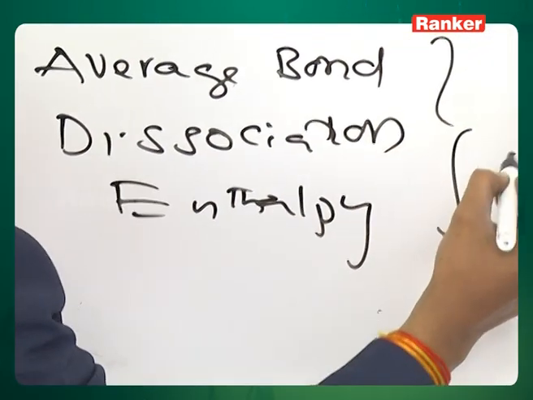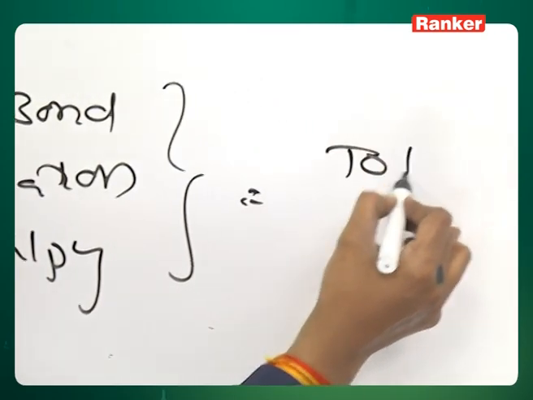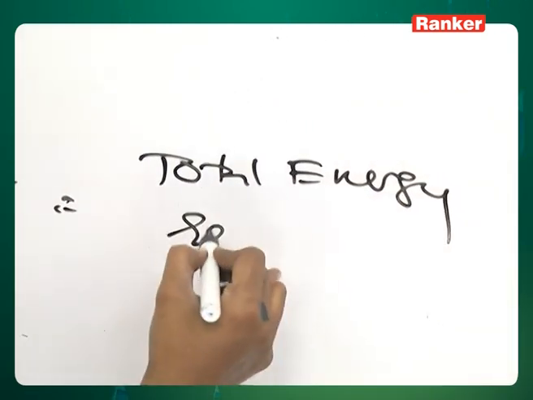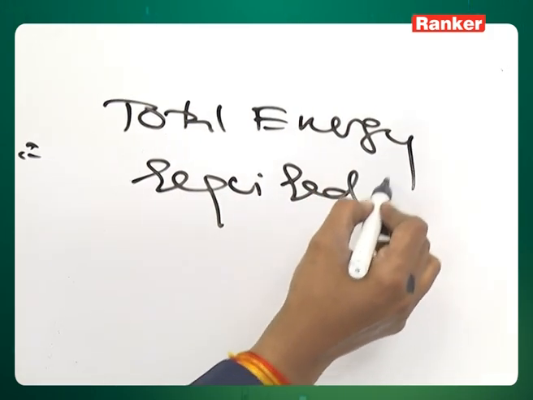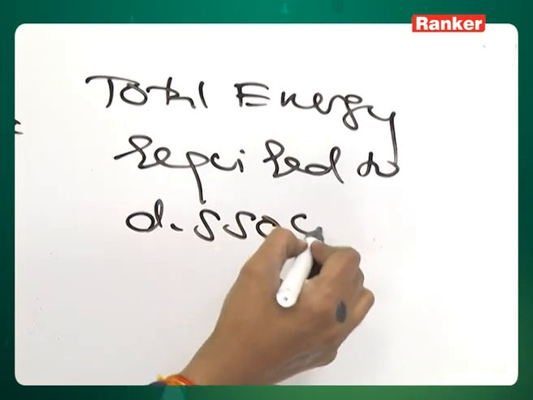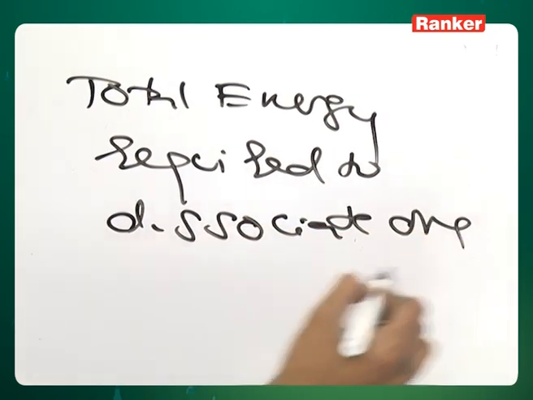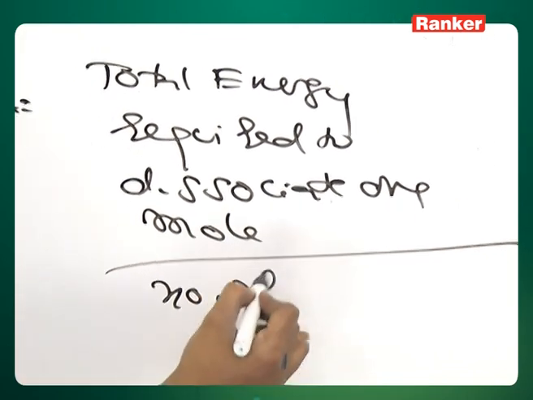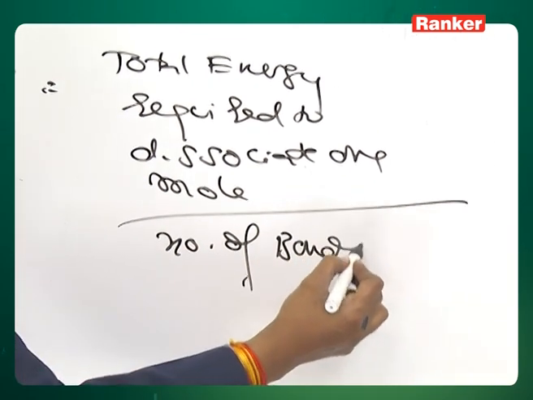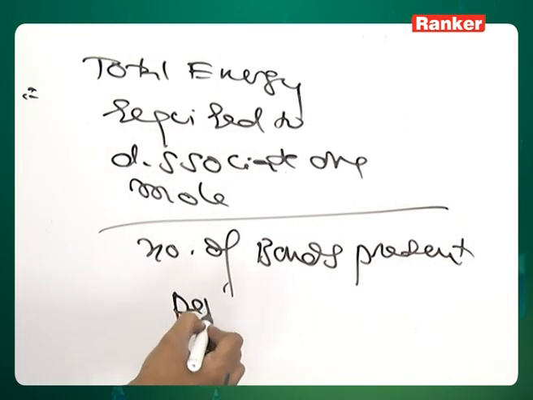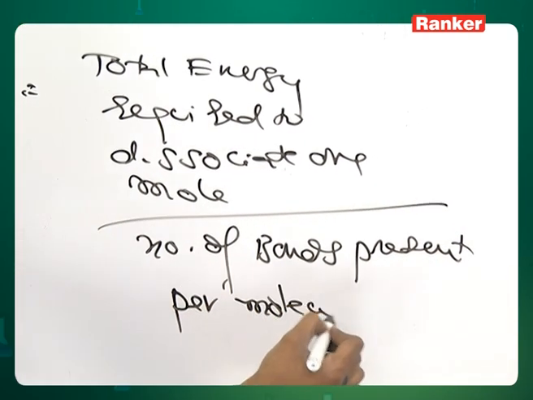Therefore, average bond dissociation enthalpy is equal to total energy required to dissociate 1 mole upon number of bonds present per molecule.